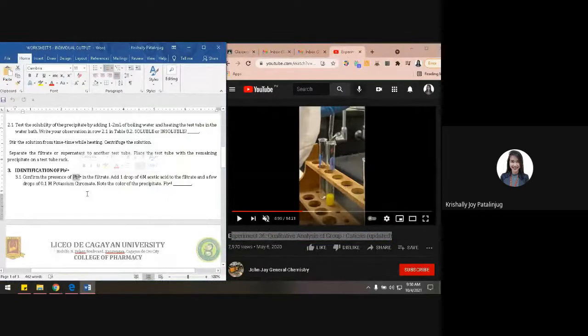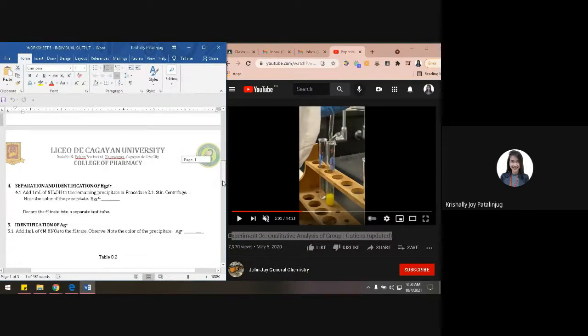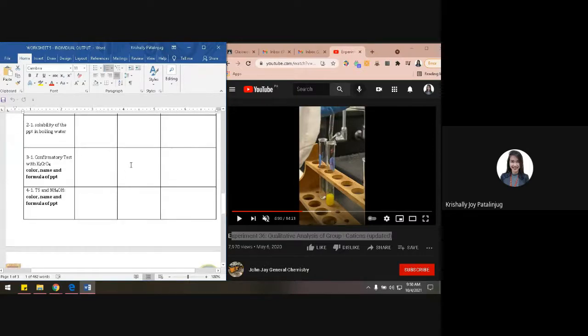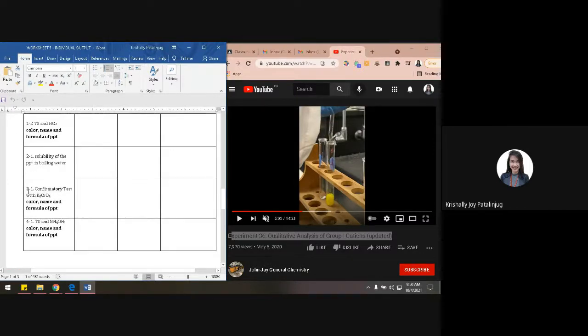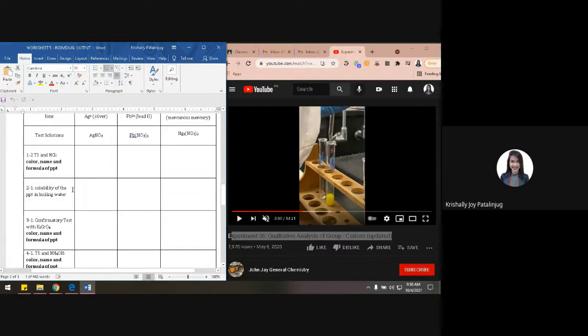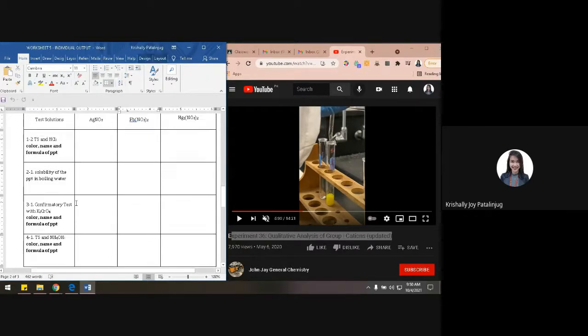Lead, sulat nyo, lead chloride plus potassium chromate. Then you can now identify what is the precipitate. Kasi andito sa next na table, okay, di ba, from lead chloride, confirmatory test with potassium chromate. Yung ion lang, di ba, nga lead, ang for confirmatory test with potassium chromate. So dito nyo ilagay yung sagot nyo. Okay? So sabi, write the color. So you know already what is the color. Write the name and the formula of the precipitate.